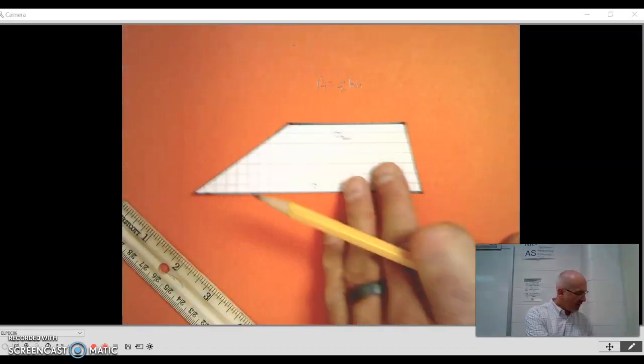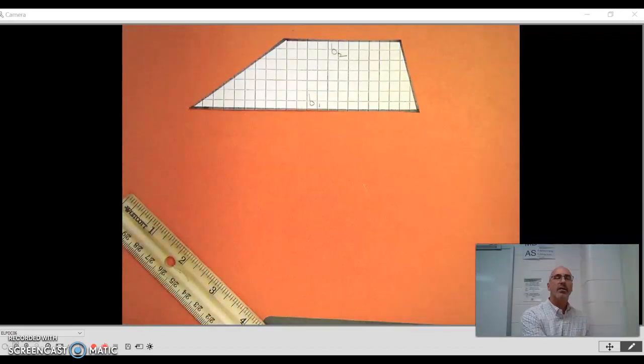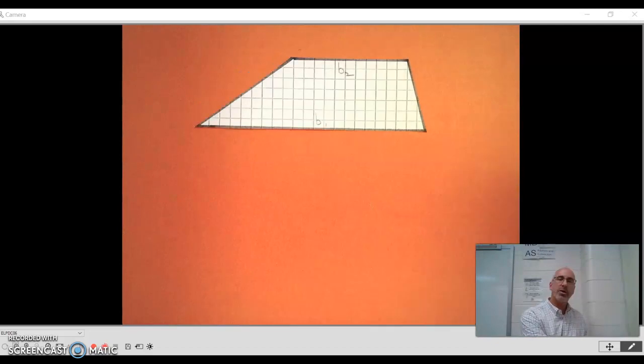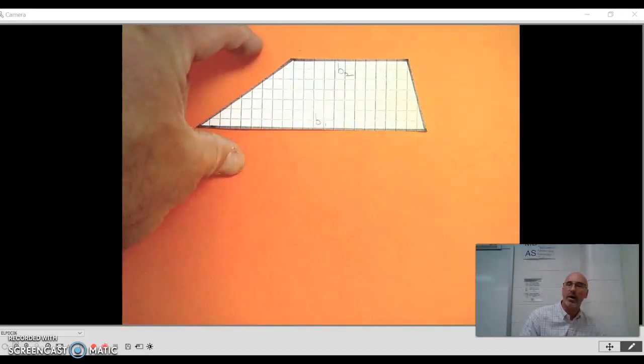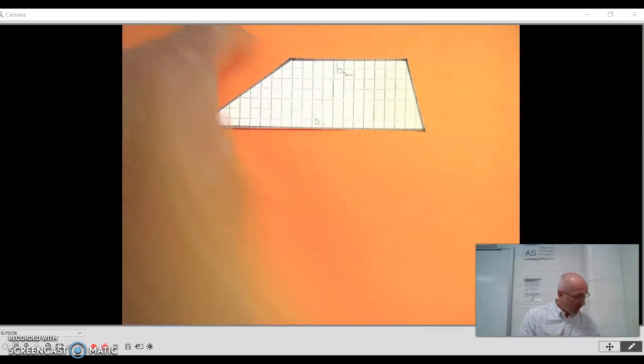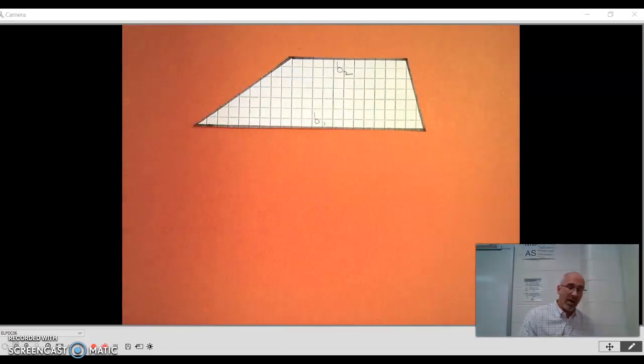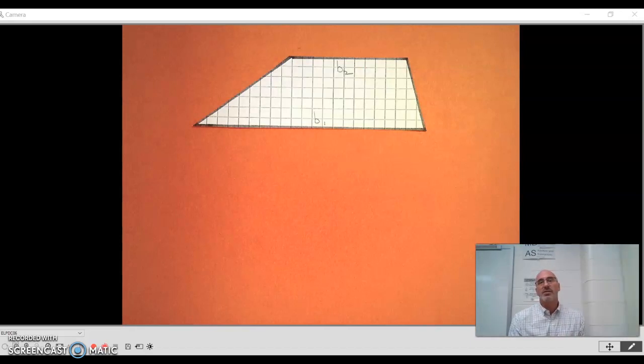I have this shape, and we know from our geometry unit that this is a trapezoid. A trapezoid has one pair of parallel lines, and they're not congruent. Okay, one pair, and they are not congruent. We want to find out what the area of this figure is.